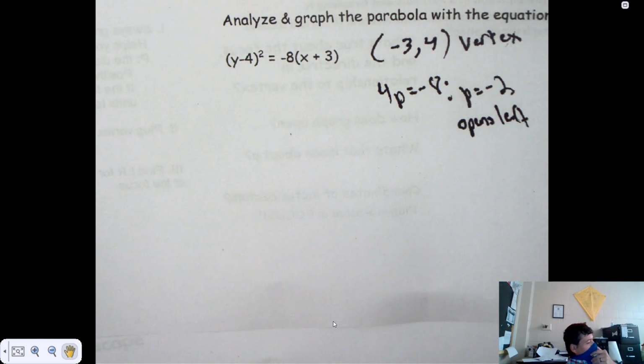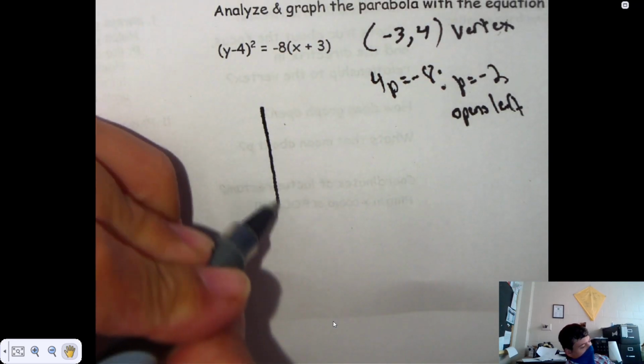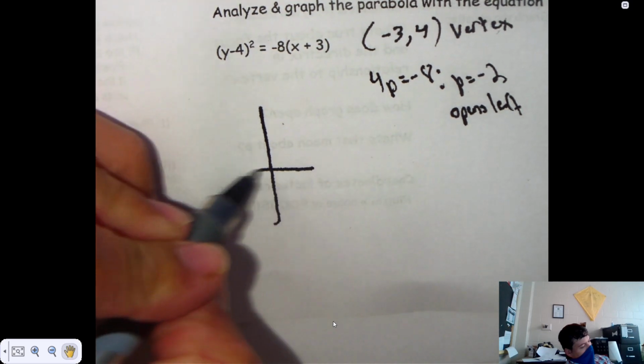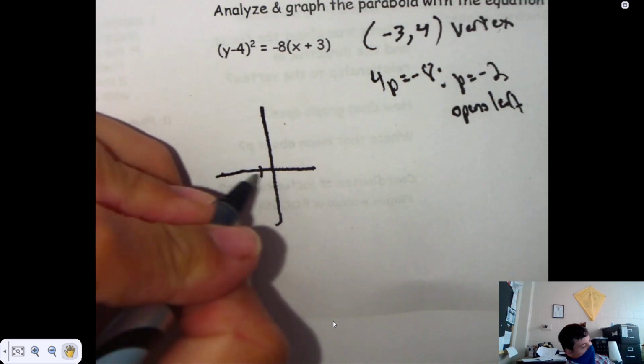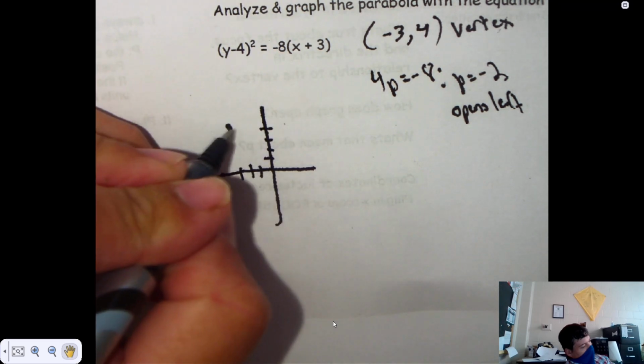And we also know stuff like where the directrix is. I think we have everything we need to graph. We do. So back 3, up 4. There's our vertex.